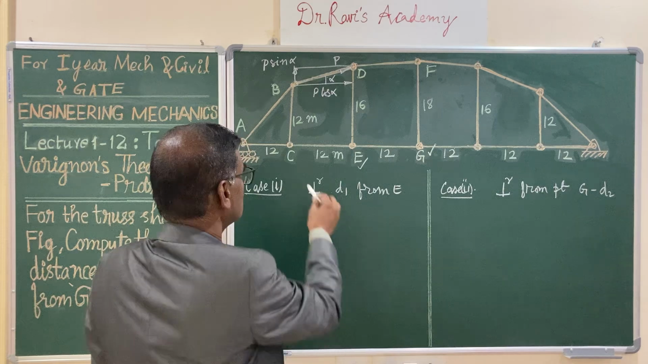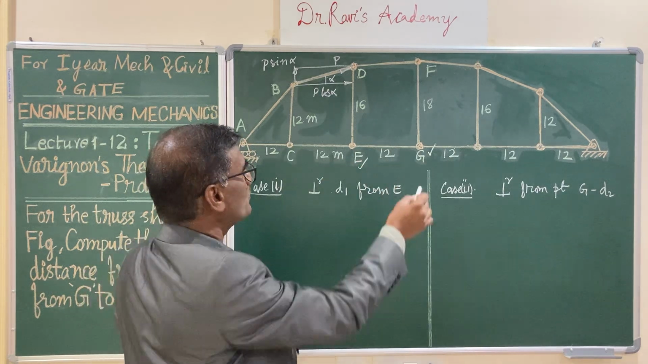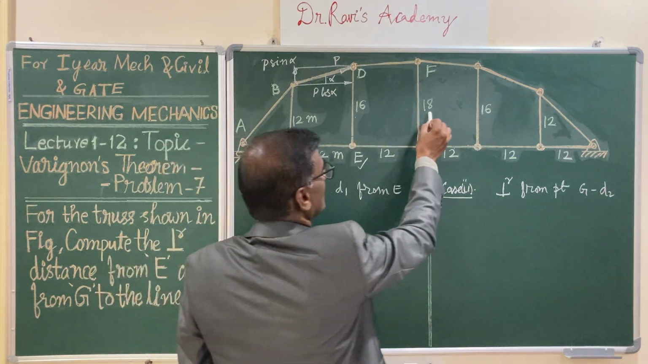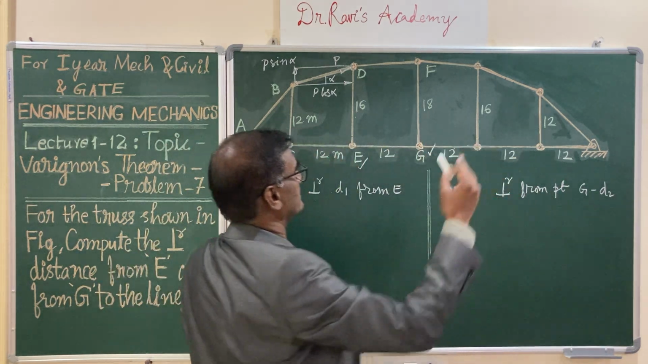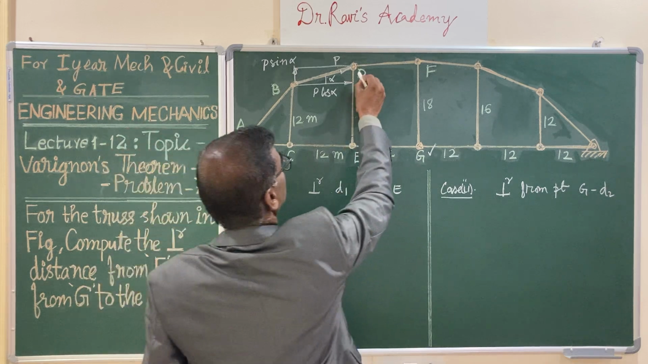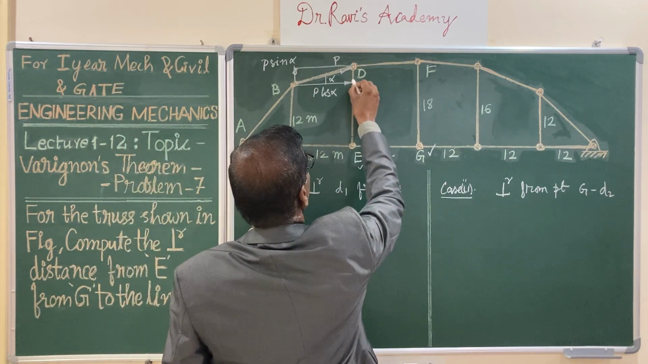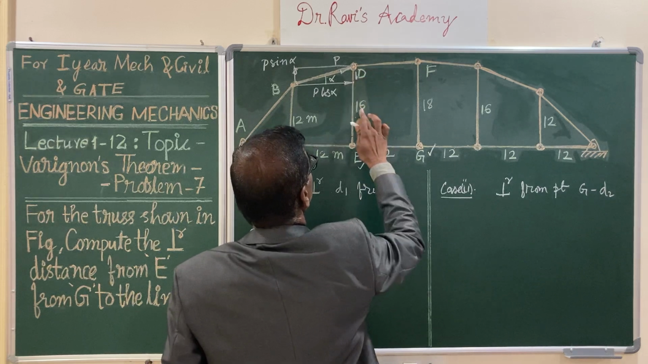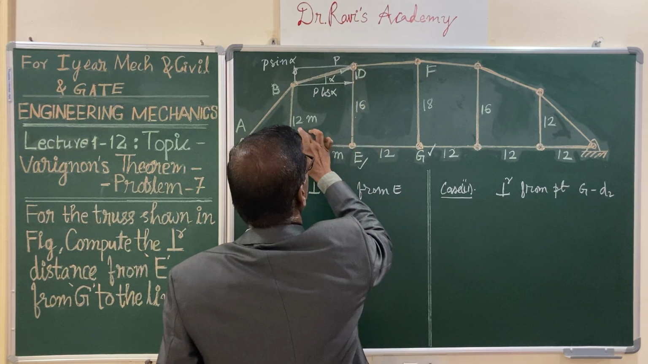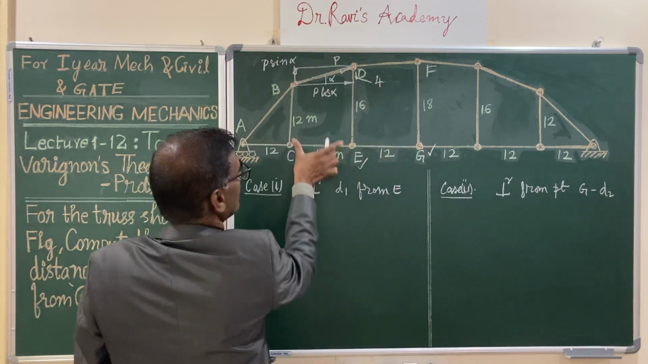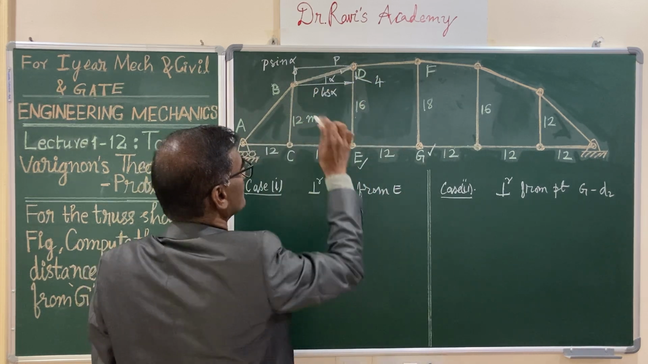Let us look at the truss. The span, the length between the two pin joints, is 12 meters, and the heights given are 12 meters, 16 meters, and 18 meters. Of course, the truss is symmetric about the vertical axis, and this length is 16 minus 12, that is 4. So this length is 4 meters, and the span between these two is 12 meters.